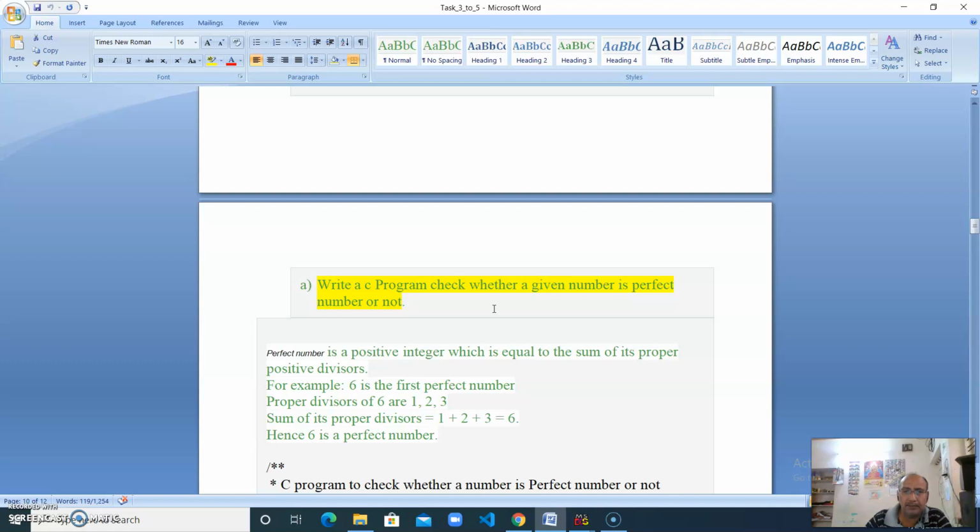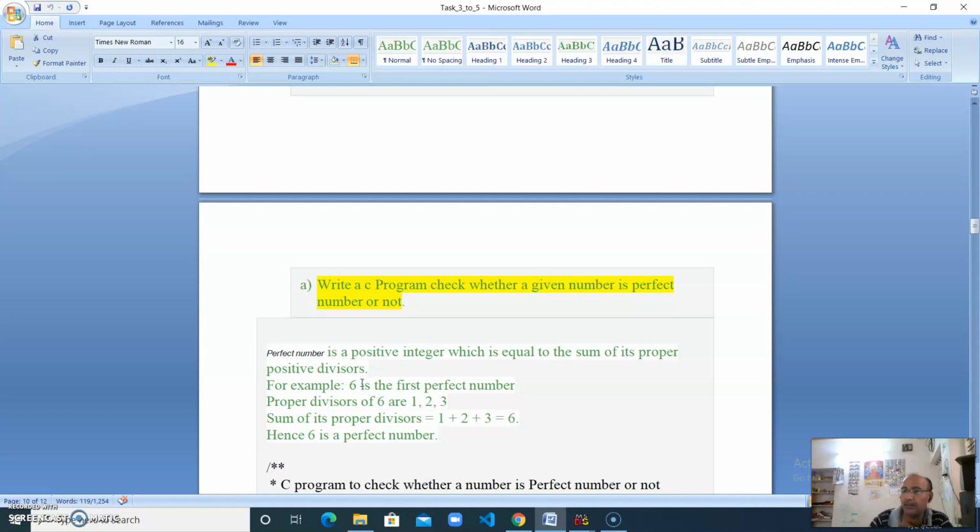Suppose, for example, I give the number 6. What are the divisors of 6? That is 1, 2 and 3. If I sum those numbers, that means the sum of its proper divisors, 1 plus 2 plus 3, it will give 6. If the result is equal to that particular number, at that time that number is a perfect number.